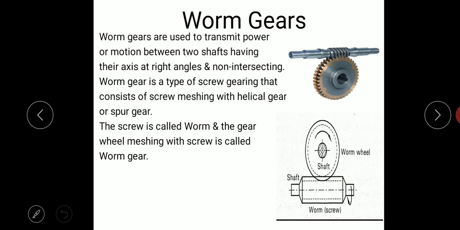The fourth gear is worm gears. Worm gears are used to transmit the power or motion between two shafts having their axes at right angles and non-intersecting.